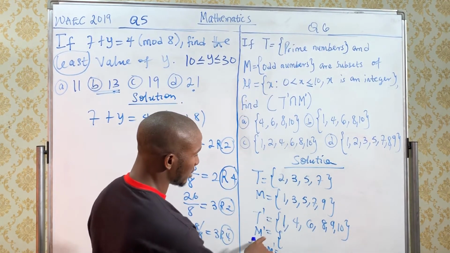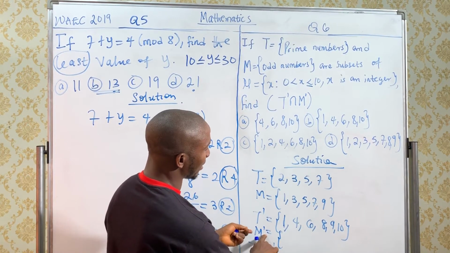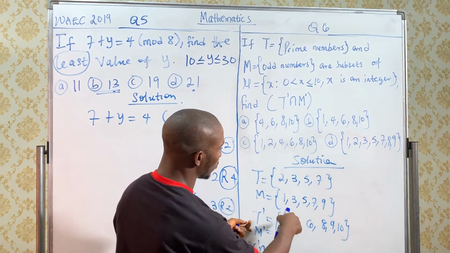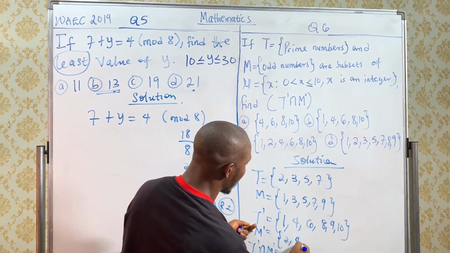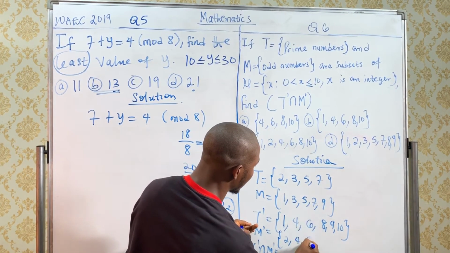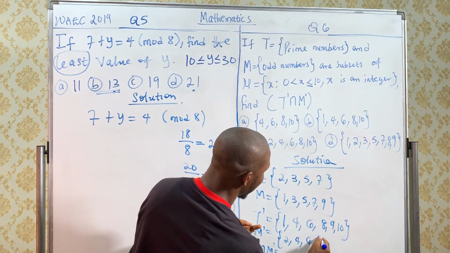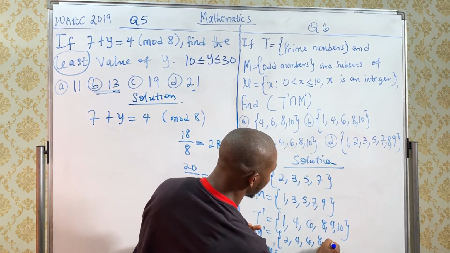So let's check. This is m. For m prime: m has 1, 1 is gone, so we have 2. 3 gone, so we have 4. 5 gone, so we have 6. 7 gone, we have 8. 9 gone, we are left with 10.